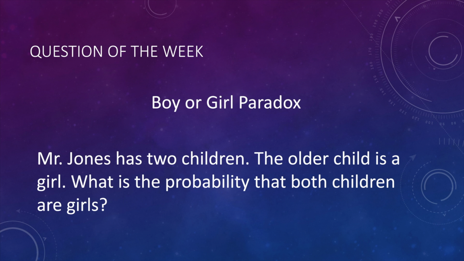So the question is, the boy or girl paradox. Mr. Jones has 2 children. The older child is a girl. What is the probability that both children are girls?